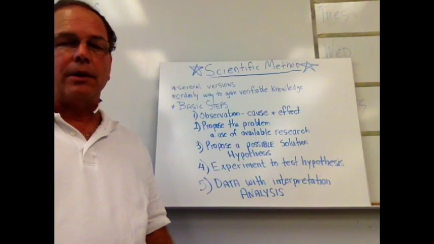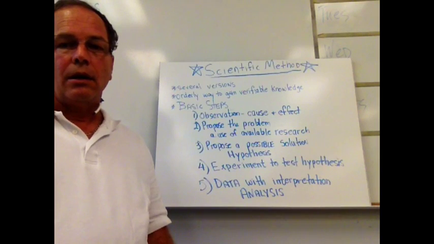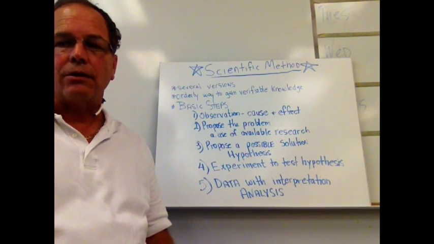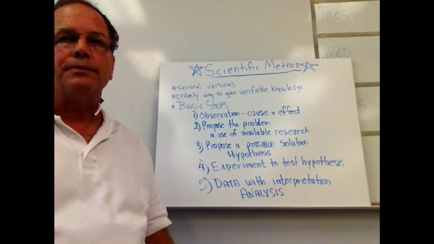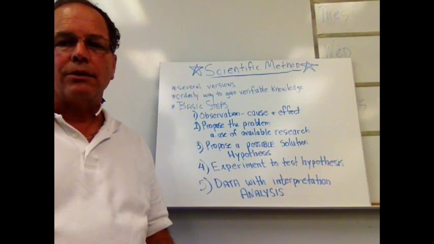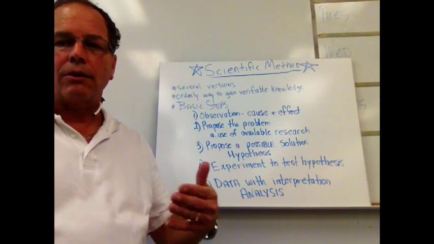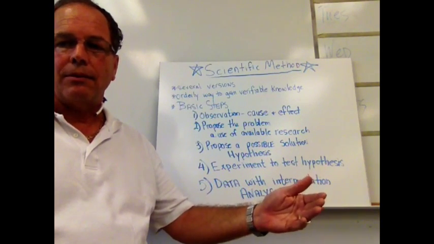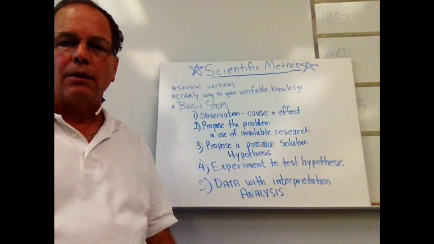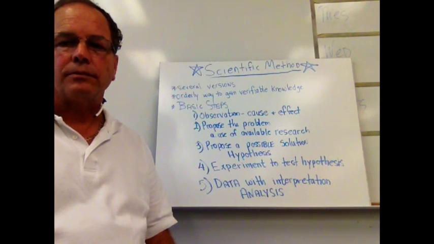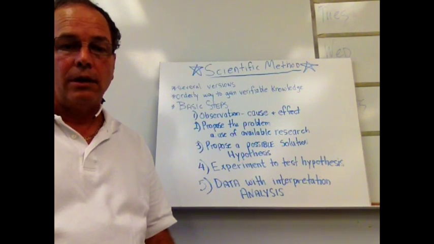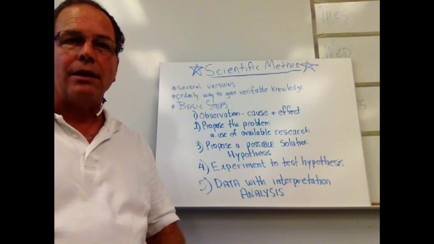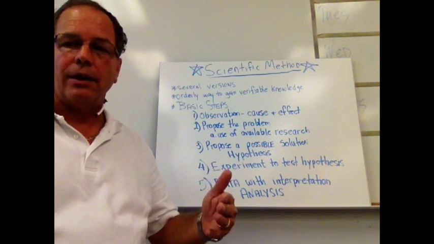Let's talk about scientific method. Several versions out there. None of them really set in stone. All of them follow kind of the basics. The reason you're doing this is to go through an orderly method to obtain information that's verifiable, explainable, one that could be accepted. These basic steps include the observation period and understanding that we have cause and effect.